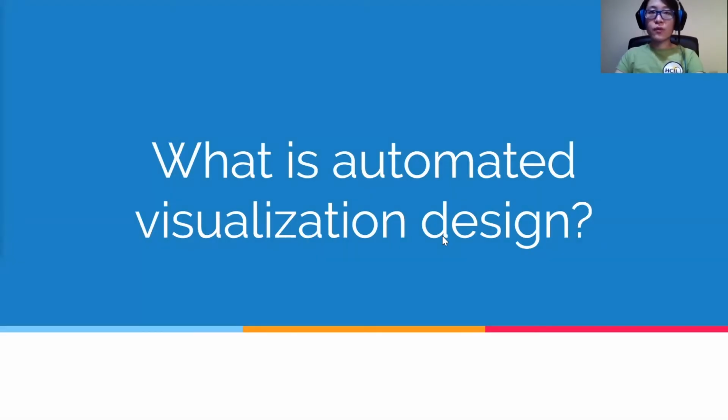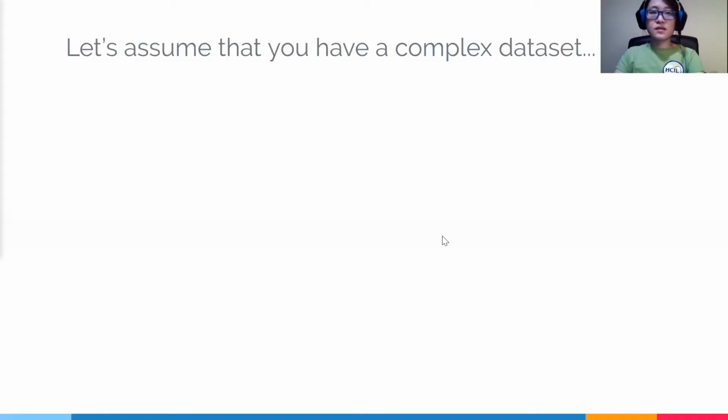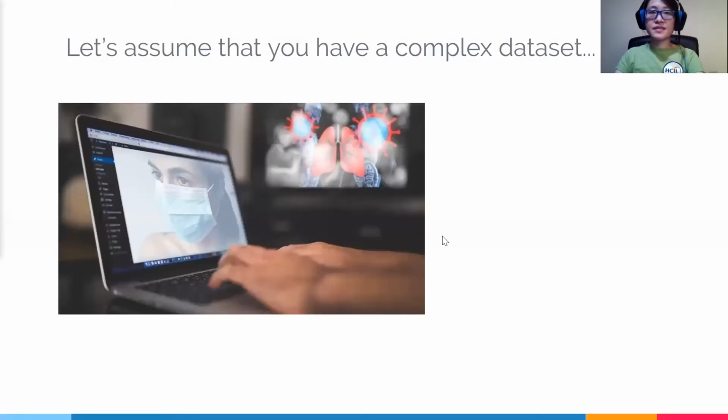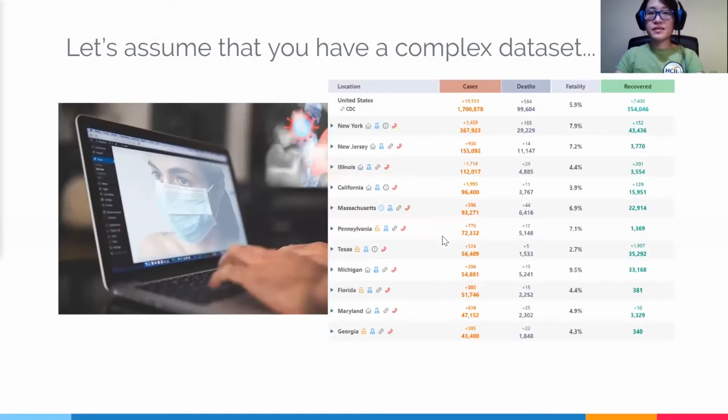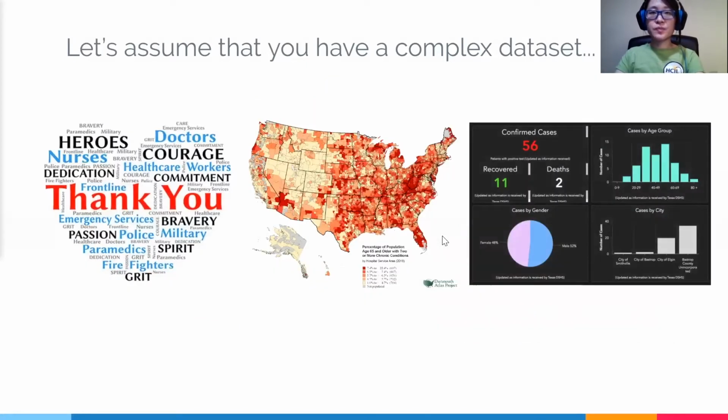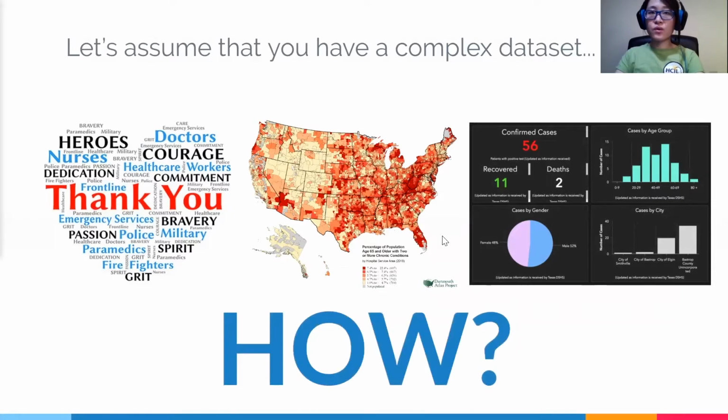So first of all, I want to clarify a term. What is automated visualization design? Let's assume that you have a complex data set, like what people are talking about COVID-19 on social media, or the numbers of confirmed cases, deaths, or recoveries of each area or country. If you want to create visualizations to better understand this data, there are so many different possible visualizations to choose. How do you know which visualization is the most effective one?